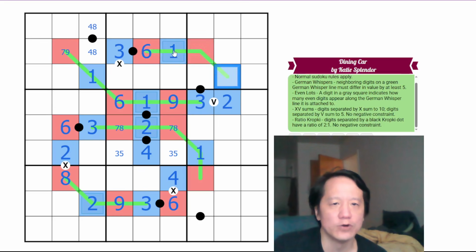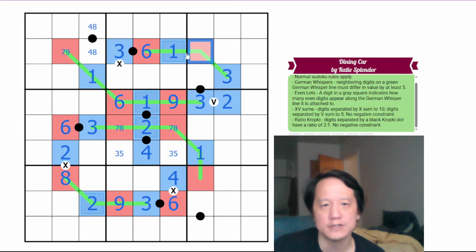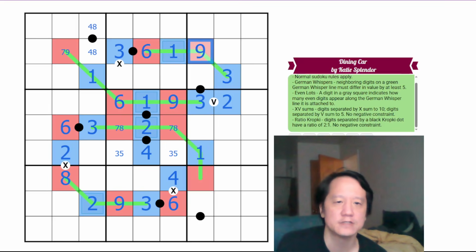So this can't be 1, and it can't be 2 or 4 because those would be even, so this must be 3 here. 3 can only be next to 8 or 9 on a Whisper 5 line, and 9 is the only odd digit. And since we already have one even digit on this Whisper 5 line, this must be odd, and it's 9.